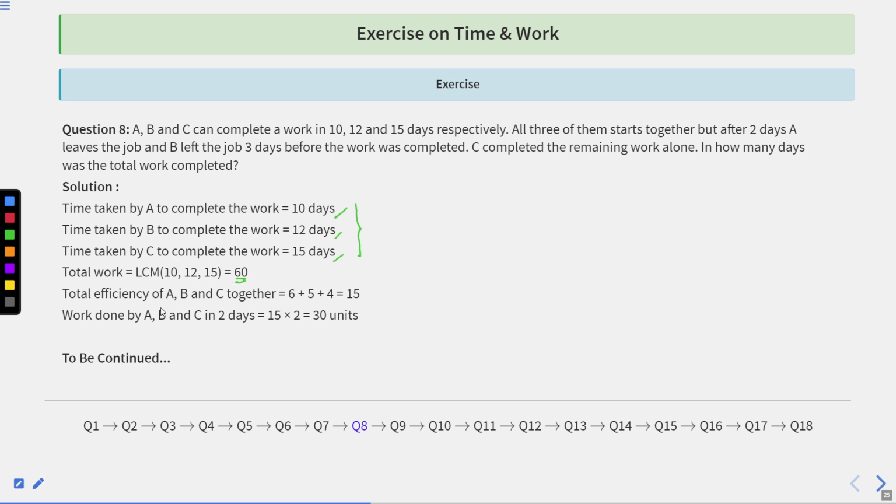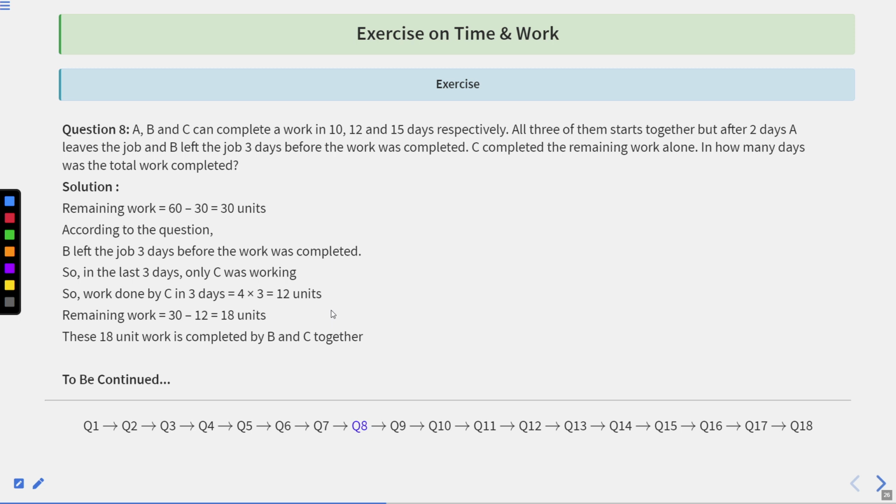So the efficiency of A, B and C together is 6 plus 5 plus 4, that is 15. So the work done by A, B, C in 2 days is equal to 15 into 2, that is 30 units. So the total work was 60 and 30 units are done in 2 days. So the remaining work is 60 minus 30, that is 30 units.